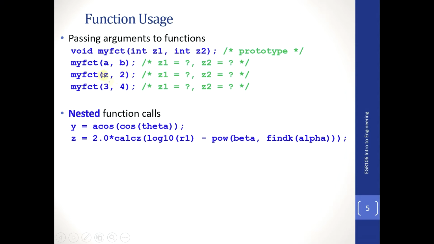As long as we're sending these two things and we've set z equal inside of main, then it will send whatever variable is stored in there. We can also send just regular integers, right? 3 and 4 go down to z1 and z2. That works just as well.